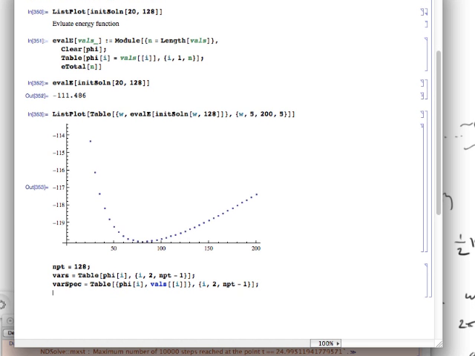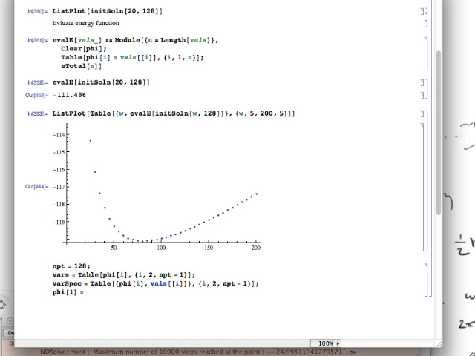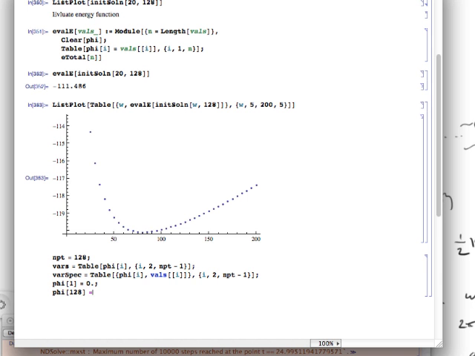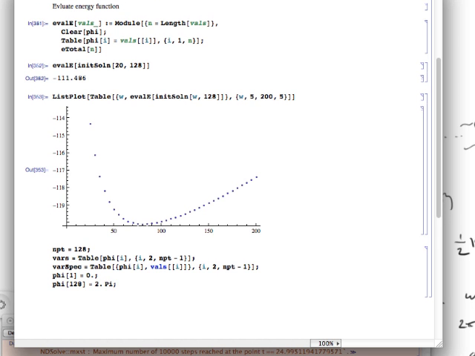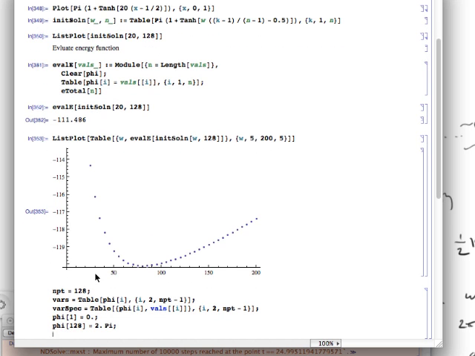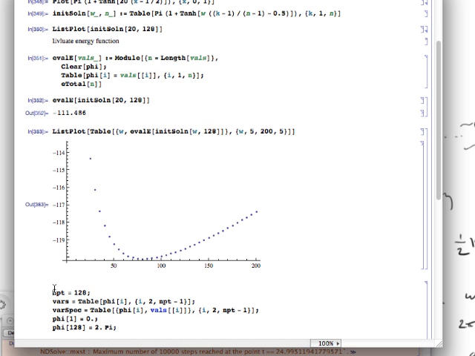And now what I want to do is to make sure that phi of 1 is always going to be the left-hand boundary, which will be 0, and phi of 128 will always be the right-hand boundary, which is 2 pi. I think I've got everything that I need, except that I'd have to have the initial values as vals. Okay, so that was what I called them. So vals should be the initial solution at whatever I decide my initial guess is going to be, like so.